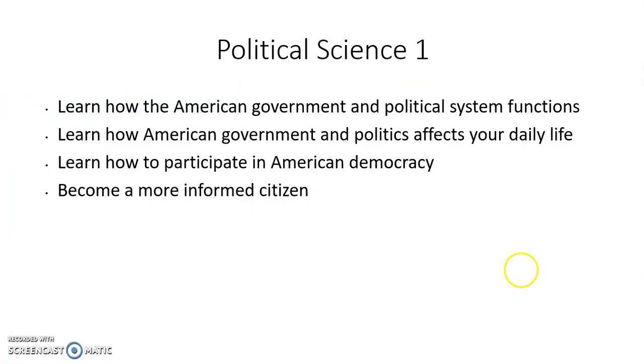So for political science one, we are focused mainly on American government and Californian government. Basically, the key question that we're trying to answer in political science one is how is power exercised within America and California? So we're going to learn a lot about how the American government and political system functions, and also how California's government and political system operates.